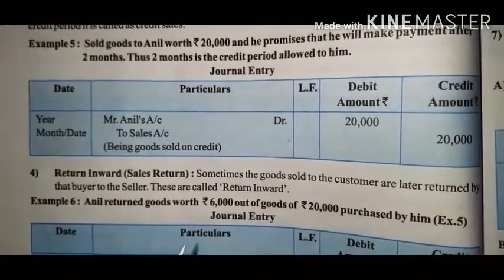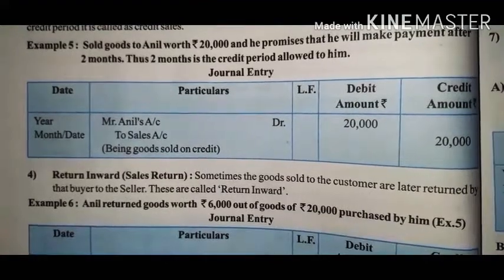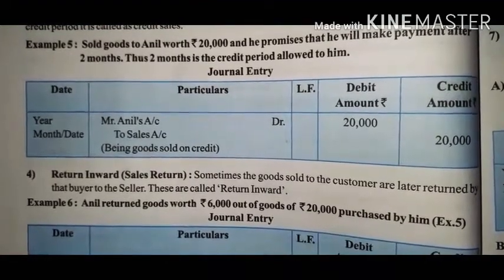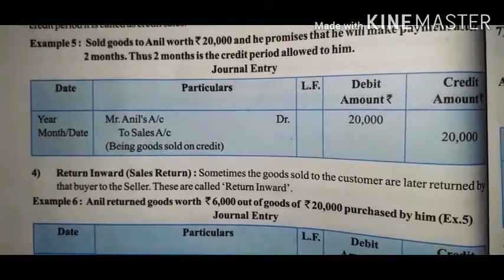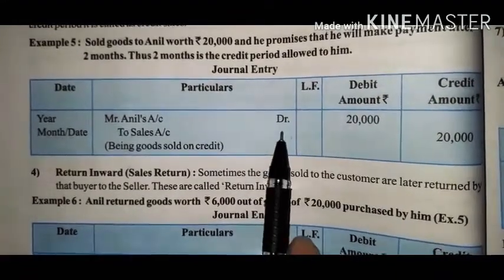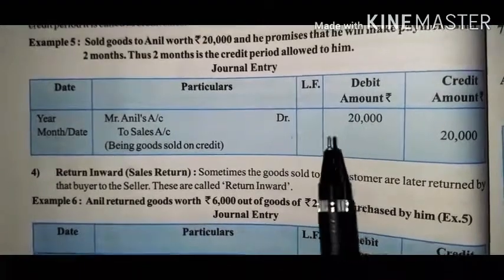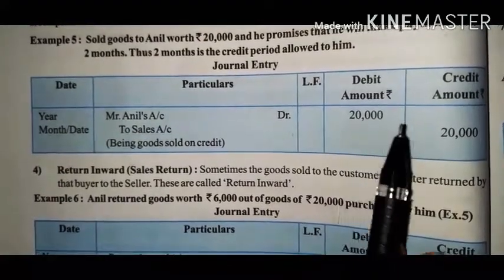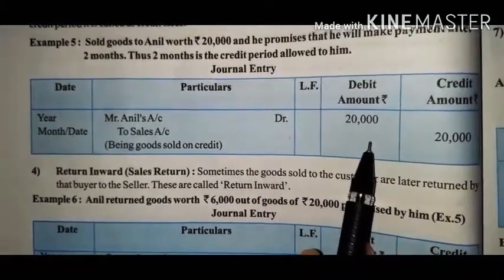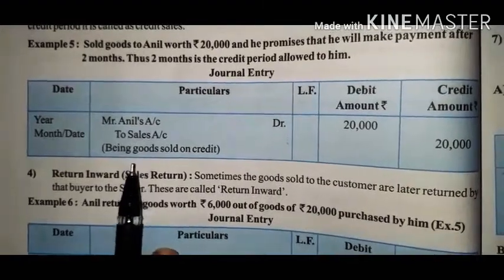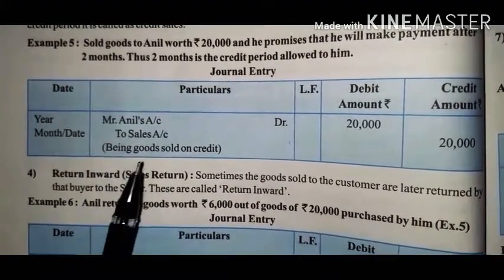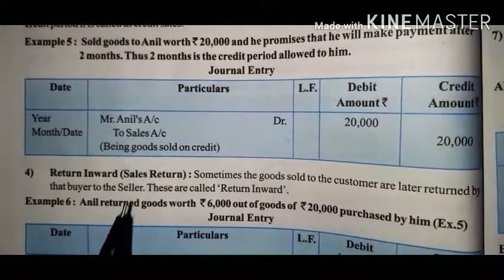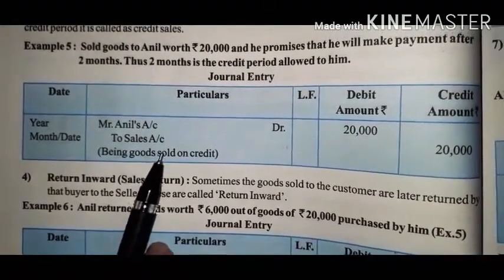Now why is debit effect given to Mr. Anil? Because he has received the credit period, that is he is going to make the payment of the purchase after 2 months. So that is why the debit effect is given to Mr. Anil, and the amount you have to write down in the debit column. Now for what you have given the credit period, for the sales you have done with Mr. Anil. So the second account will be sales account.